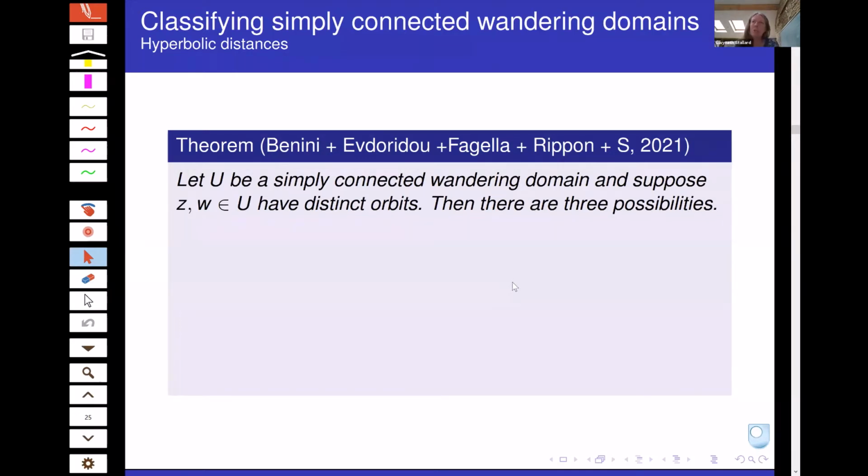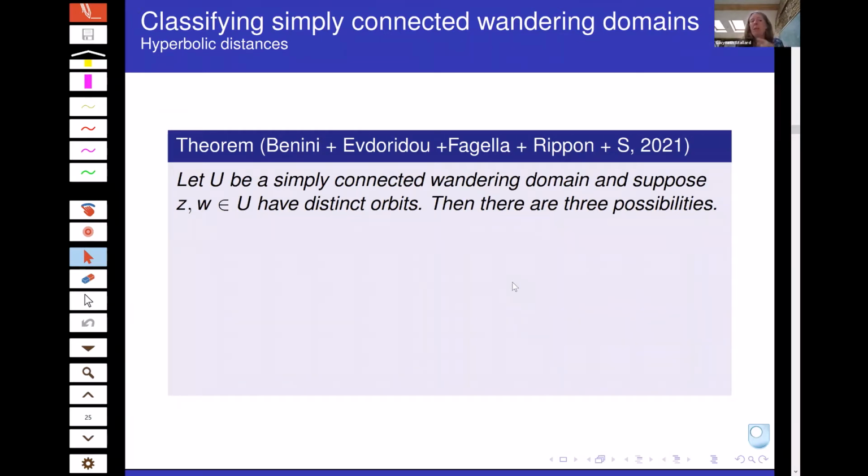So we ended up getting two classifications by studying them in two different ways. The first way is with regards to hyperbolic distances between pairs of points. If you take two points in your one domain and then you follow them along, and you look at the hyperbolic distance between the images of that pair of points. So you're taking two points which have distinct orbits, so we're not interested in points that map together, but they stay apart. But what happens to the hyperbolic distance between them?